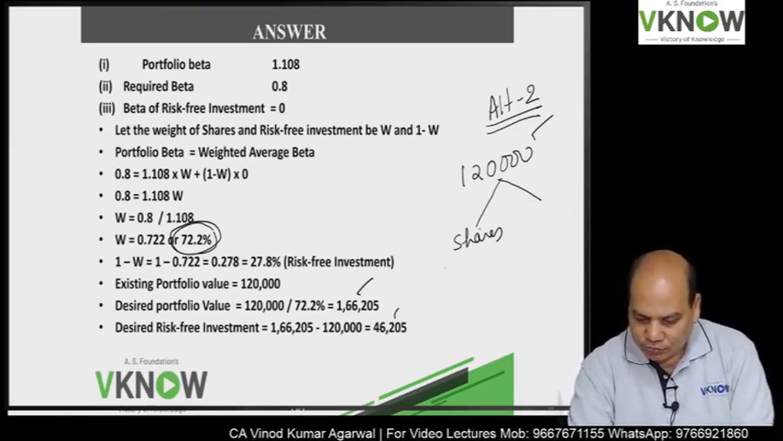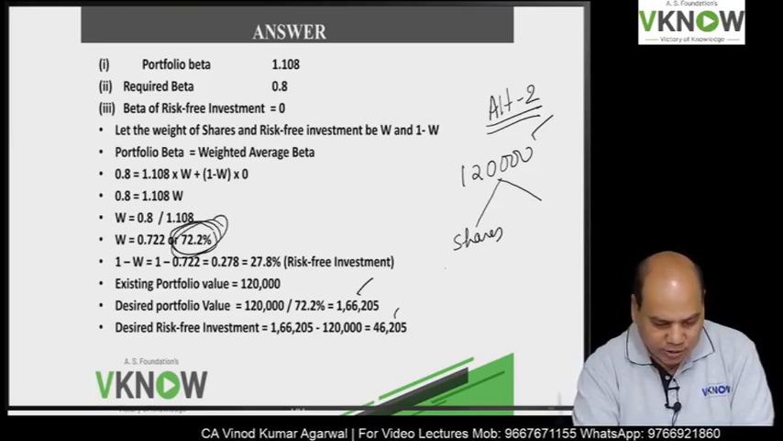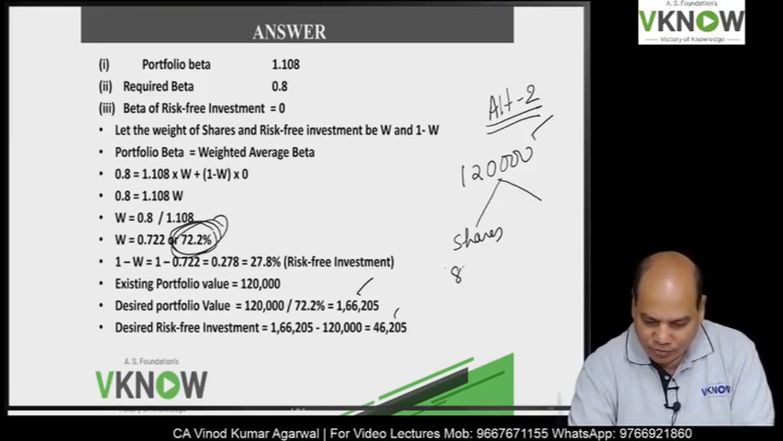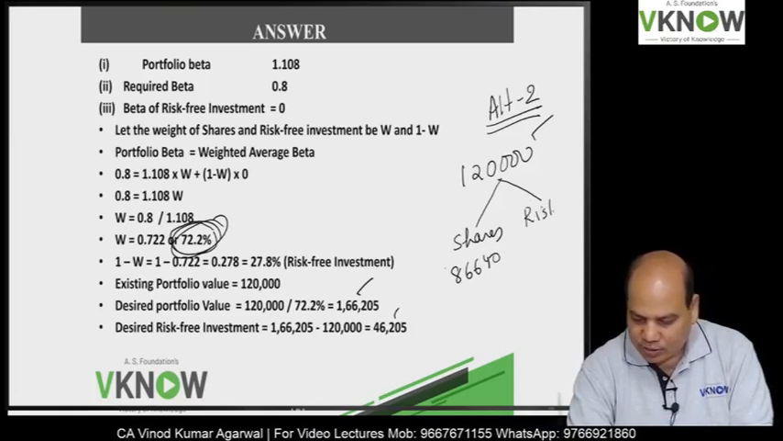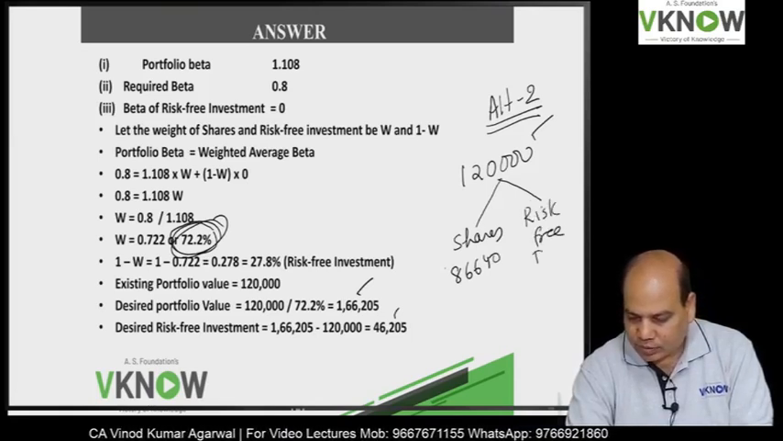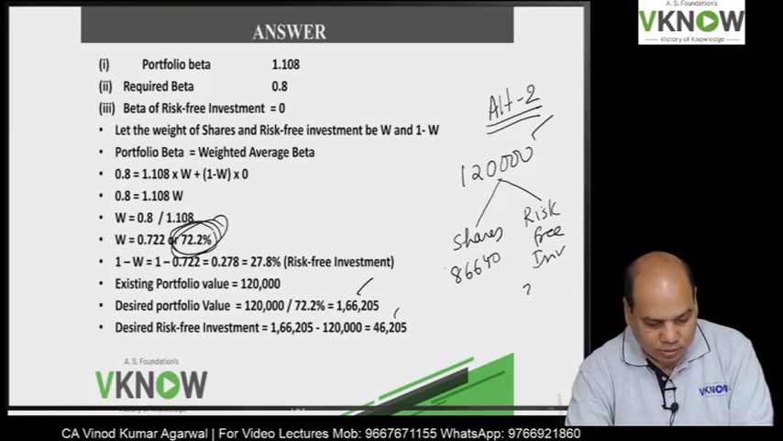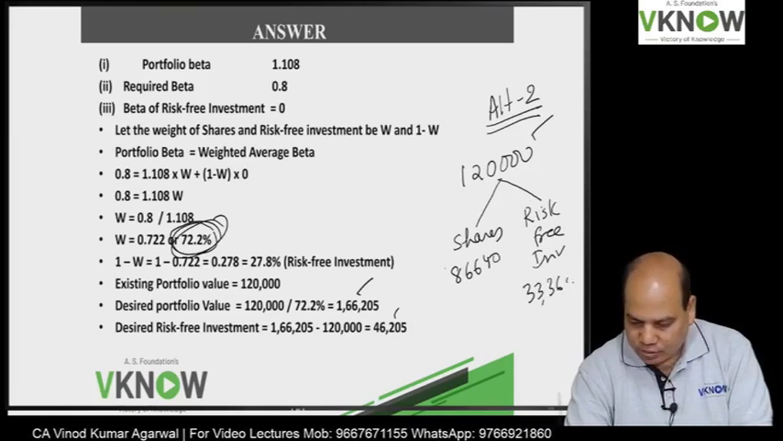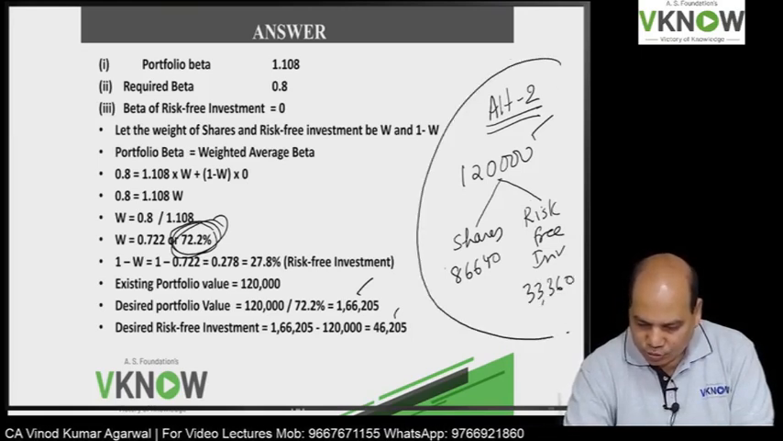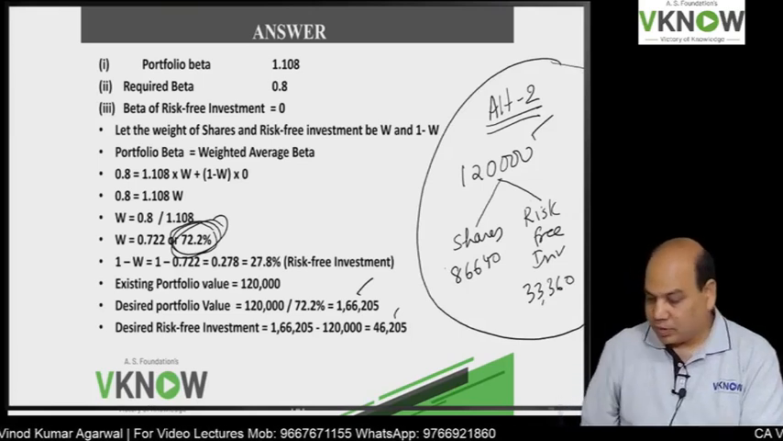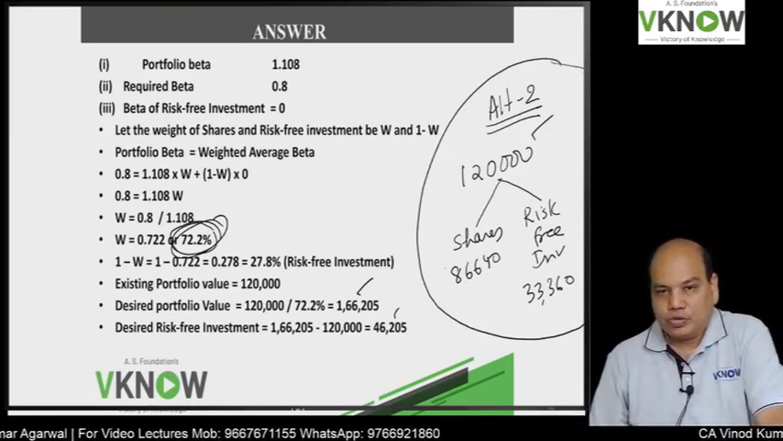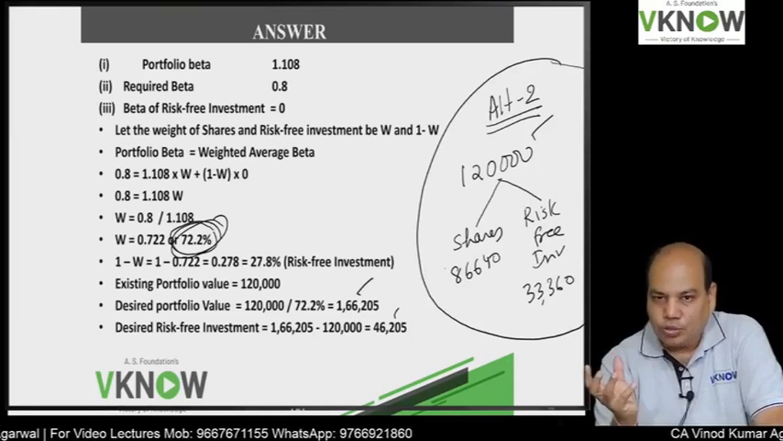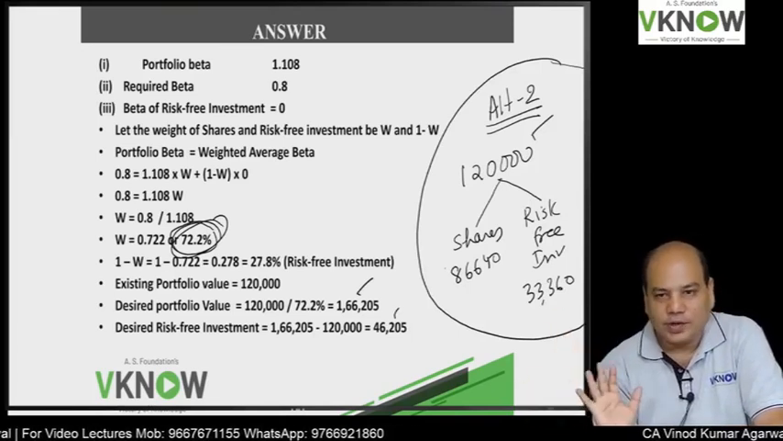It won't take much time. 1,20,000 into 72.2% is 86,640, and the rest is risk-free investment. Write both. Actually I used to solve by this method only, but the institute answer is in a different way. So if you don't want to change the value of the portfolio, then alternative 2.